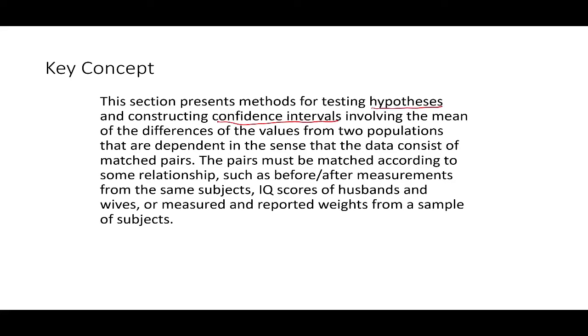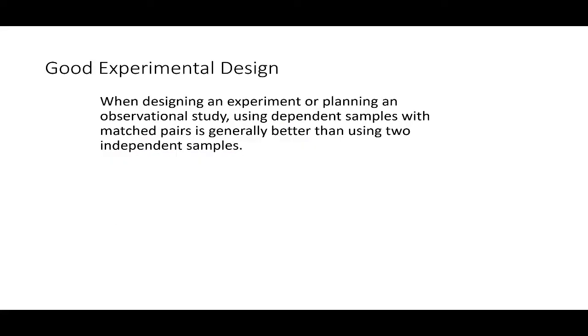So this section presents methods for testing hypotheses and constructing confidence intervals, the same thing we did in the previous section. We tested hypotheses and then created the confidence interval involving the mean. But in this section we involve the mean of the difference of the values from two populations that are dependent, in the sense that the data consists of matched pairs. Keep in mind, from two dependent populations, we find the difference between them, and then we use that data as a sample and do the hypothesis testing.